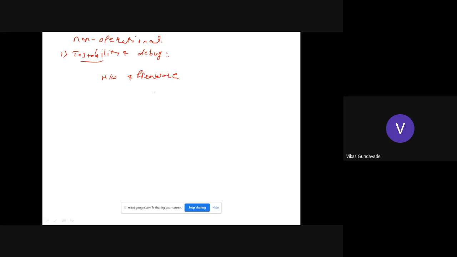Okay, so if the testing is in the desired manner, the system is working correctly. If the testing is not proper, or there is a failure in the system, then that particular system needs to be redesigned. So these are about testability. And what about debuggability? So debugging, what does it mean?